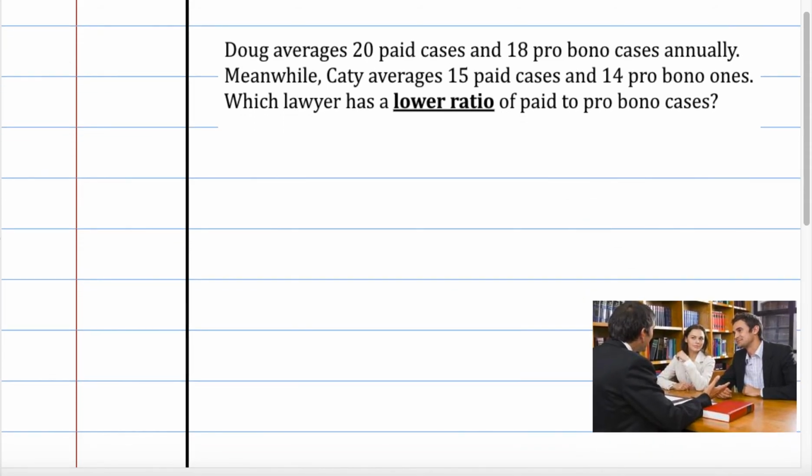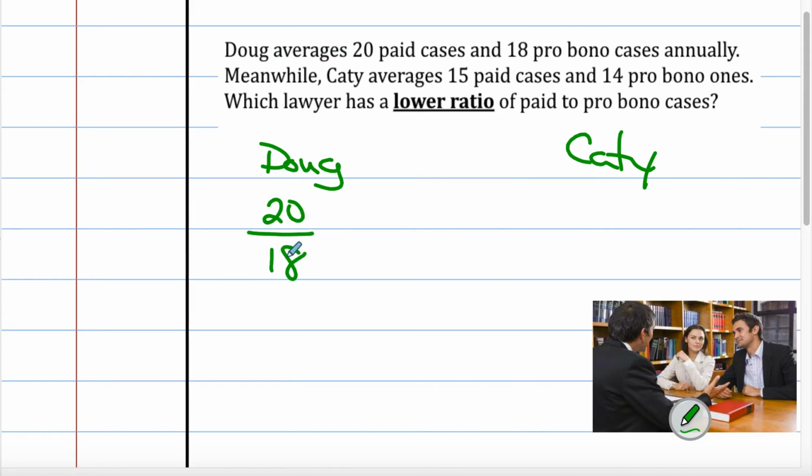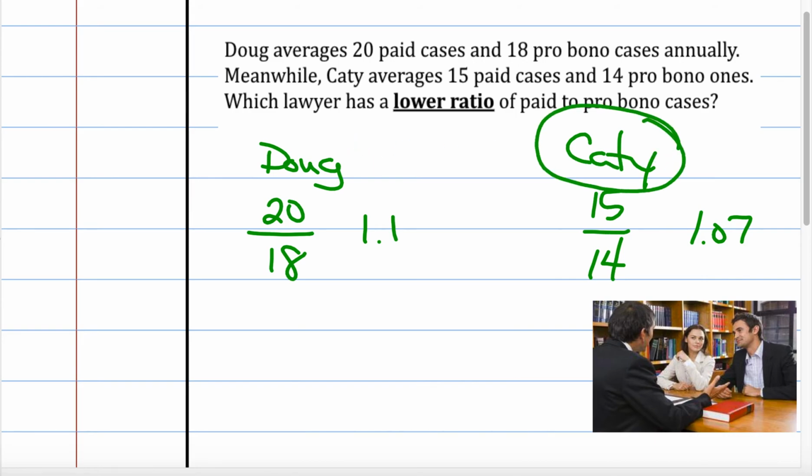All right, let's take a look. We've got Doug. We've got Caddy. So Doug averages 20 cases for 18 pro bono. Pro bono means that they don't get paid for them. And she's a 15 to 14. I could simplify, but can't really. So I'm going to just turn these into decimals. And this gives me a 1.1. And this gives me a 1.07. So this one, we want the lower of them. So then it would be Caddy.